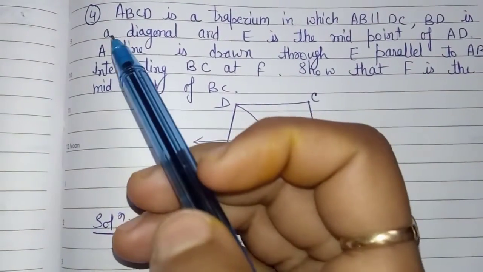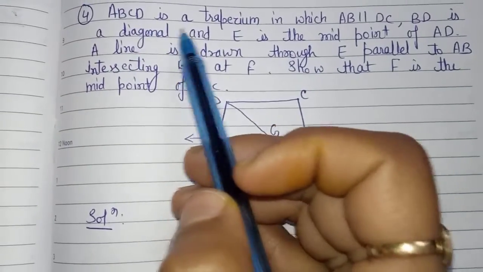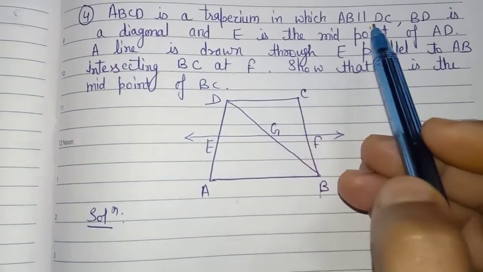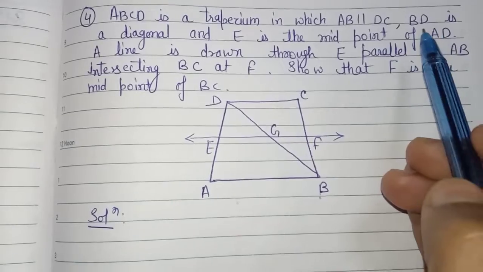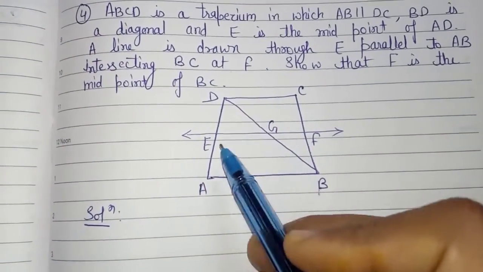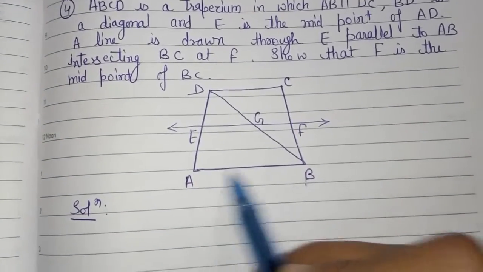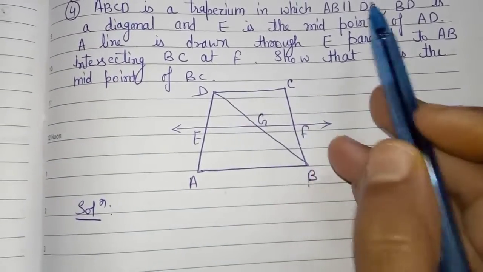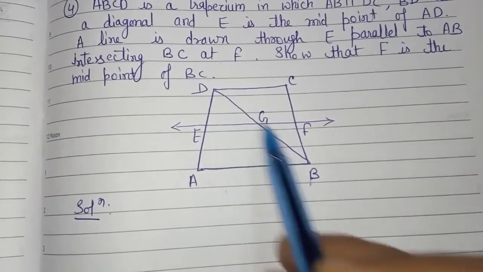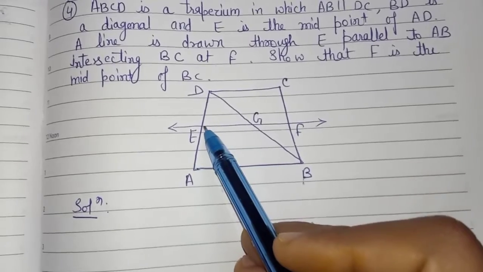We have question number 4 of exercise 8.2. ABCD is a trapezium in which AB is parallel to DC and BD is a diagonal and E is the midpoint of AD. As you can see here, ABCD is a trapezium in which AB is parallel to CD and BD is the diagonal. E is the midpoint of AD.